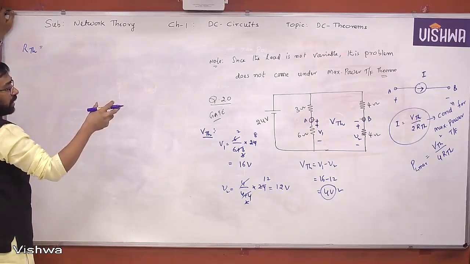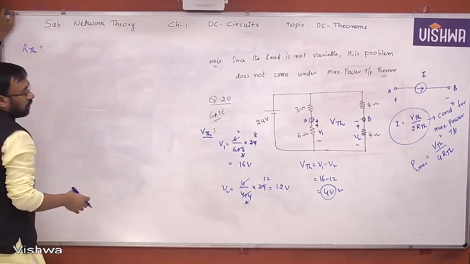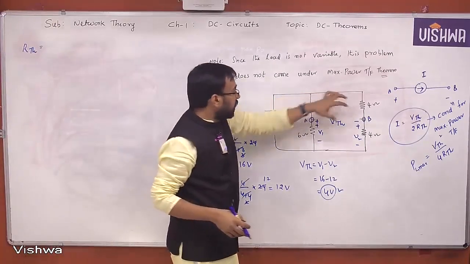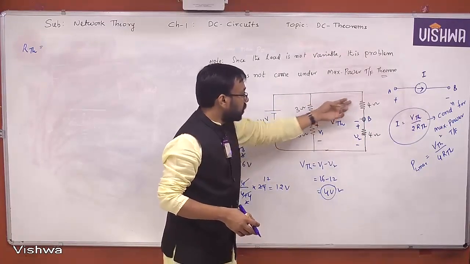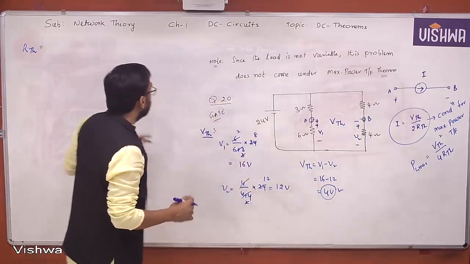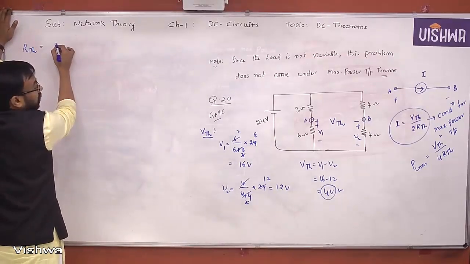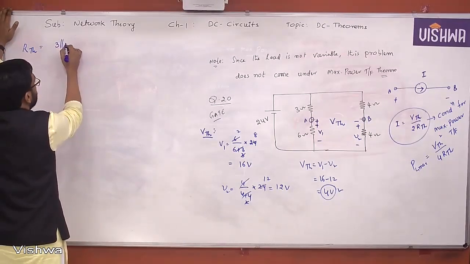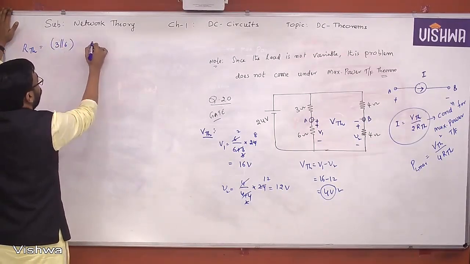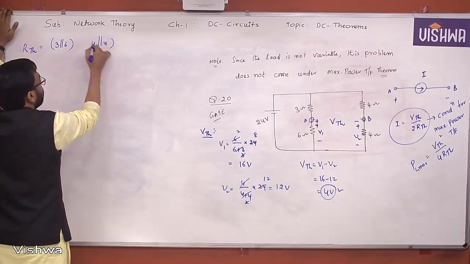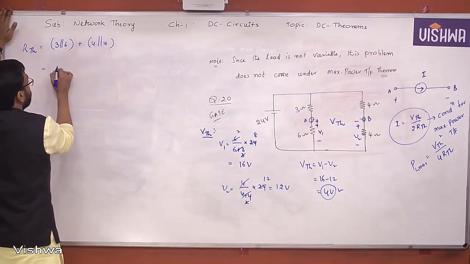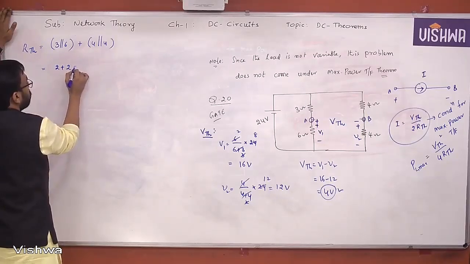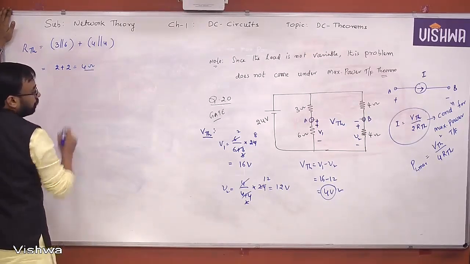Now RTH is with respect to AB terminals when the source is shorted. That means these two are parallel, and these two are parallel. So 3 parallel 6 is 2, and 4 parallel 4 is 2, and the resulting are in series. So 2 plus 2, that is 4 ohms.